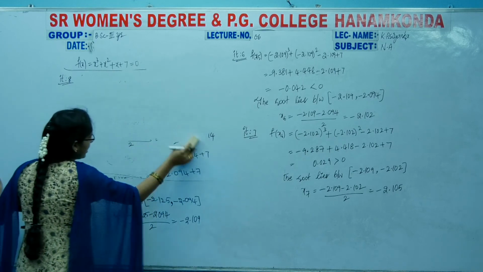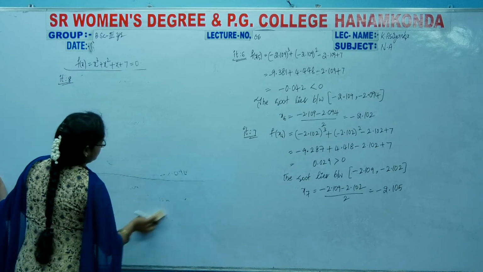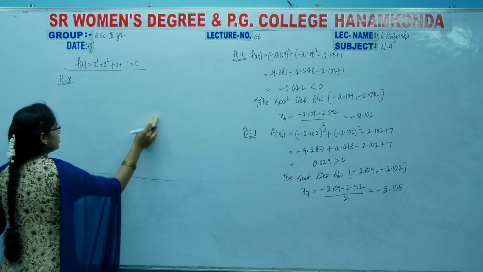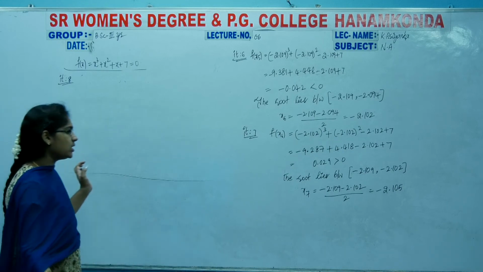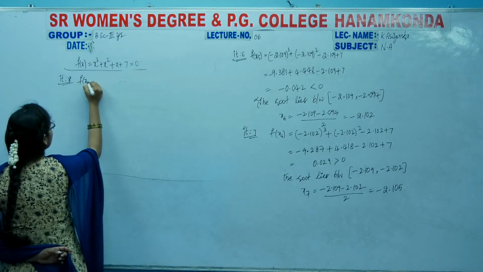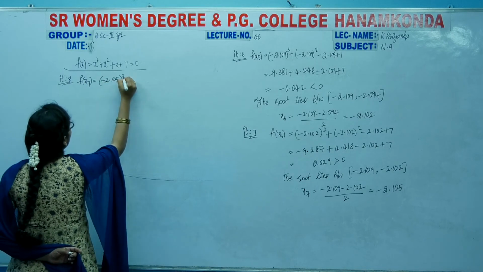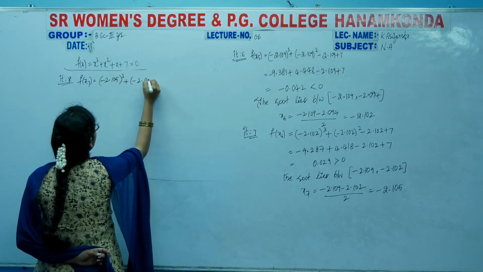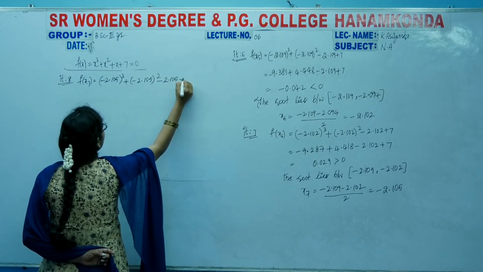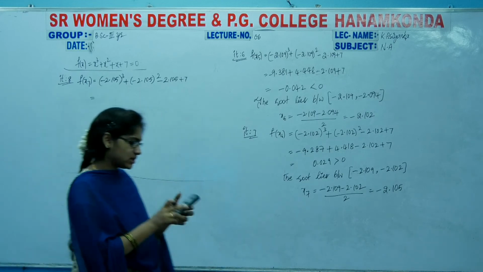So actually you have to write all this in your notes now. I am not giving this as a homework because I want to discuss this problem totally. That's why I am discussing. Now x8, that means f of x7 is equal to minus 2.105 whole cube plus whole square minus 2.105 plus 7. Okay, so now here again calculate.